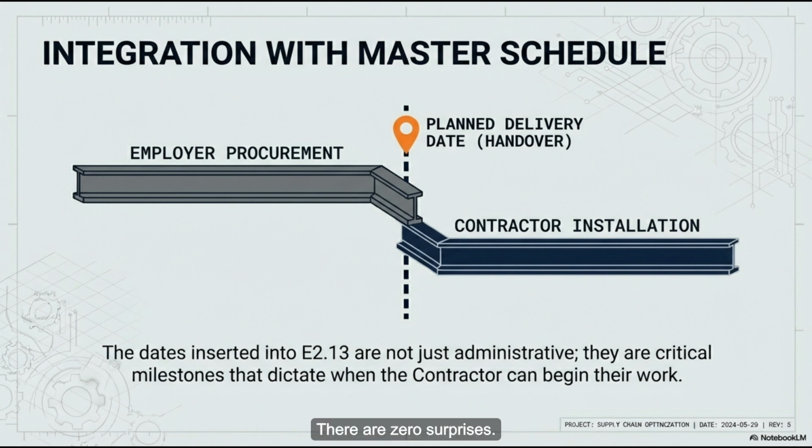There are zero surprises. It forces the harsh reality of the budget into the open before anyone signs anything. You know, looking at E2.13 as a whole, it is distinctly structured as a template. It has placeholders for project name, contract number, country. It's a living document. Yeah. And that country placeholder is particularly vital.